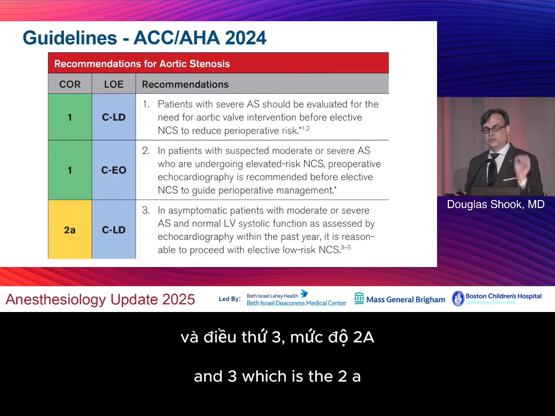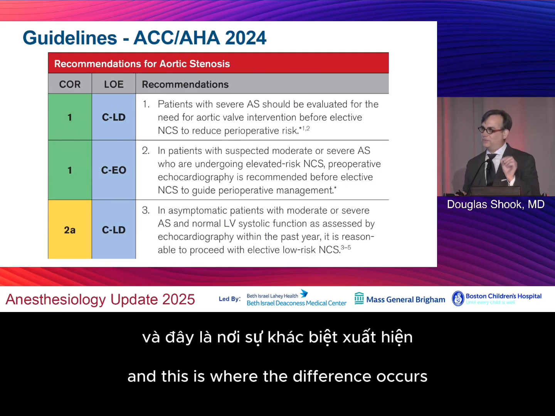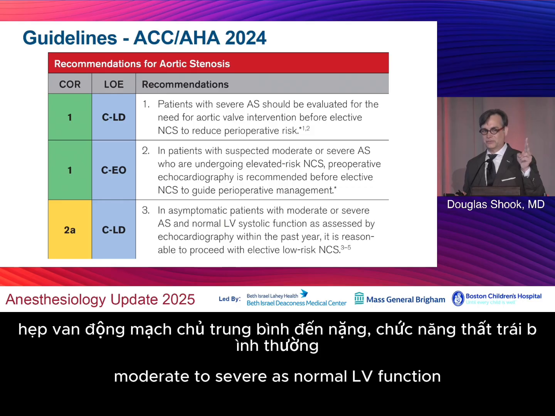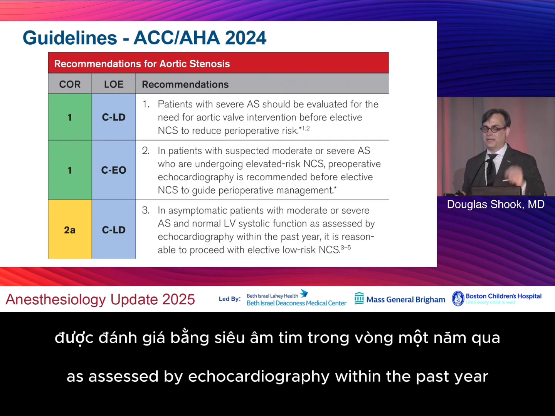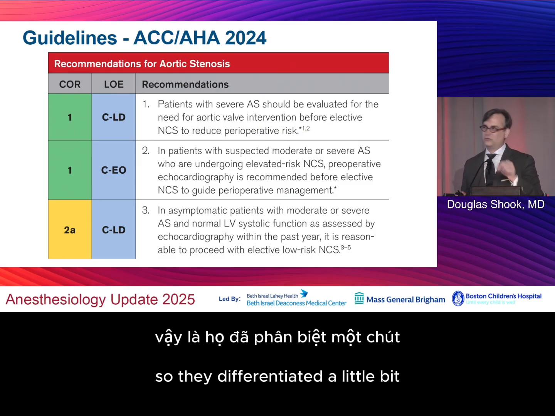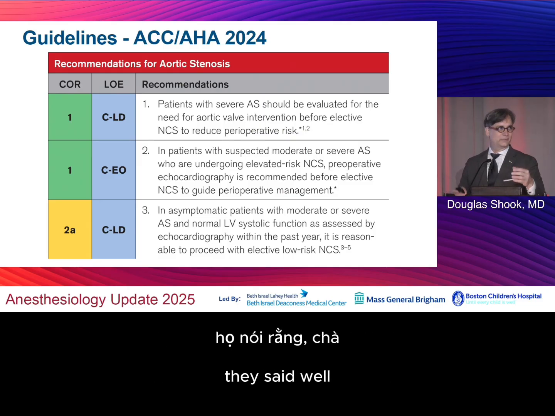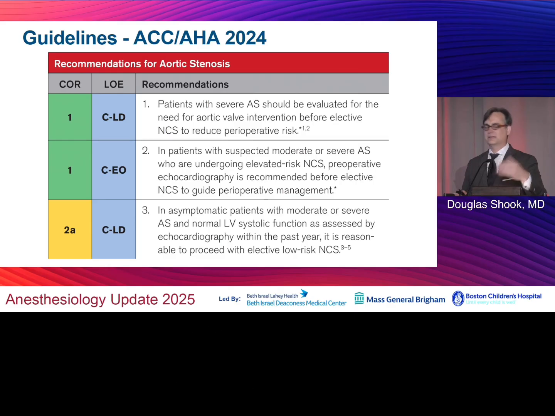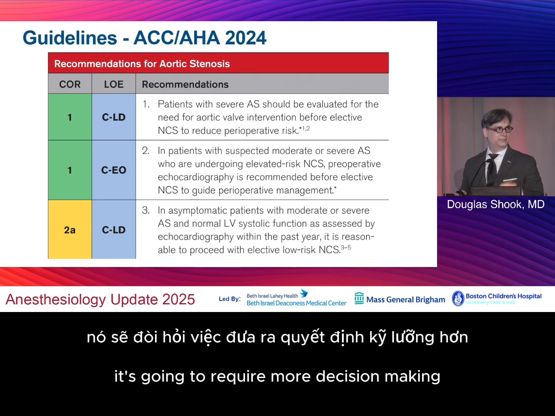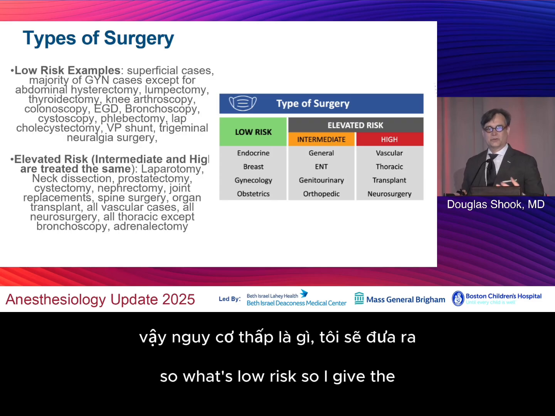And three, which is the 2A, and this is where the difference occurs. In asymptomatic patients, so asymptomatic, moderate to severe AS, normal LV function as assessed by echocardiography within the past year, it's reasonable to proceed with elective low-risk NCS. So they differentiated a little bit. They just didn't say anything before. They said, well, if you're going to proceed, it should be low, and if it's higher risk, it's going to require more decision-making. So what's low risk?